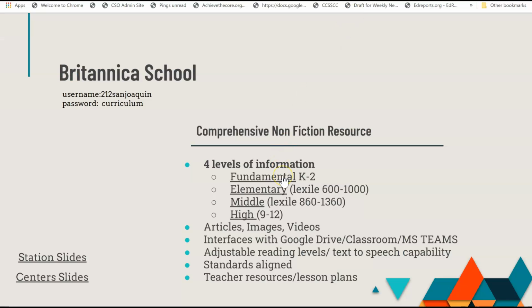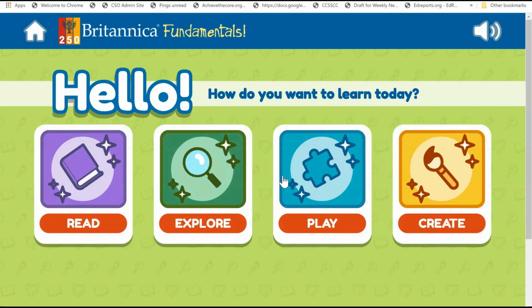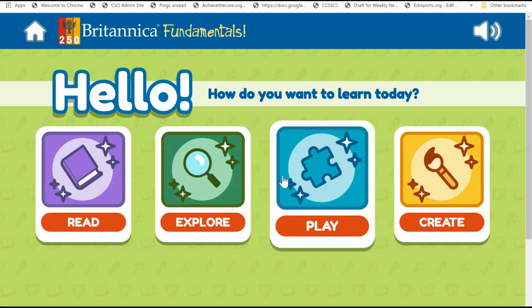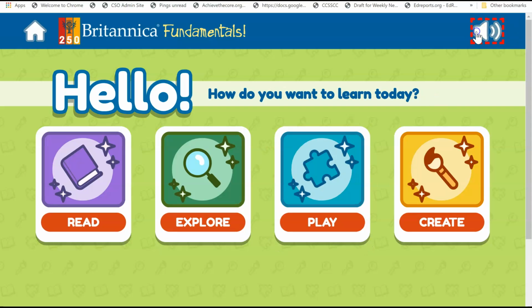All right, I want to go through Britannica School with you through the individual levels so that you feel comfortable with it. So we'll begin with fundamentals. This is our most simple level. It's for our youngest learners, K through 2. This is something that they can have read to them, or you can turn that off very easily right here, and then they read it to themselves.